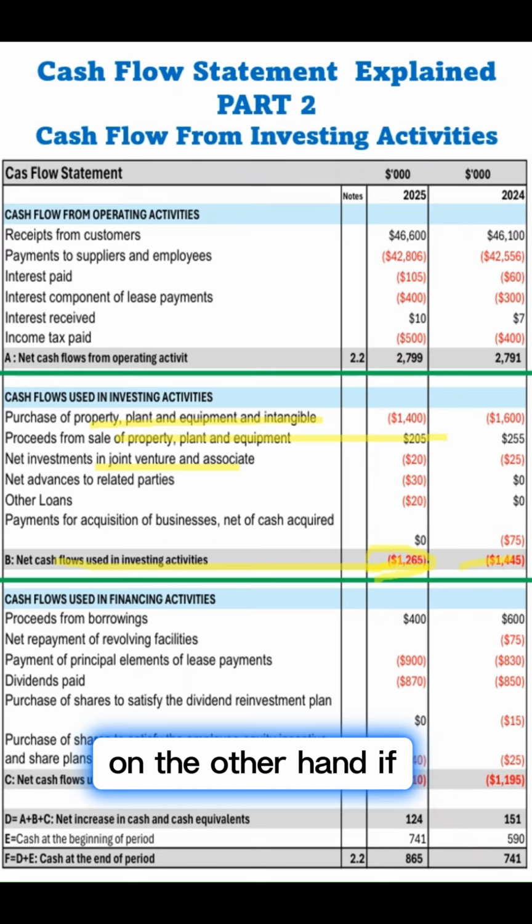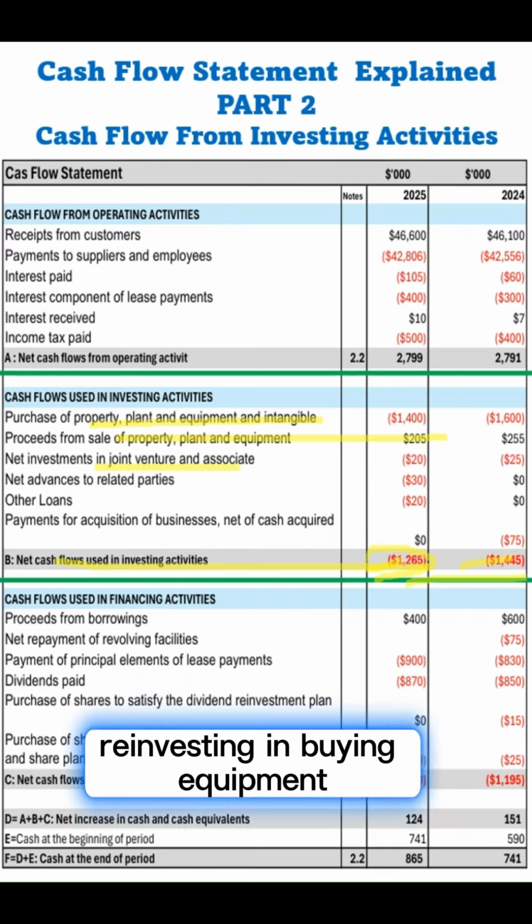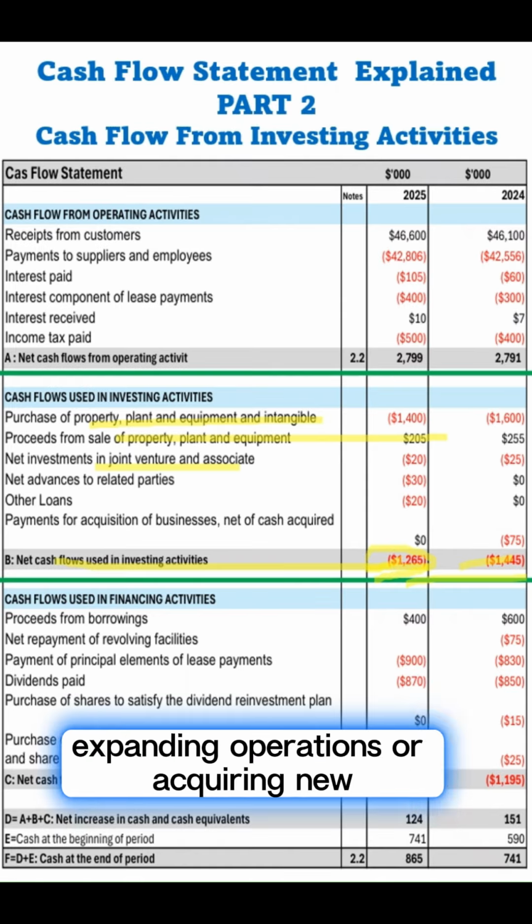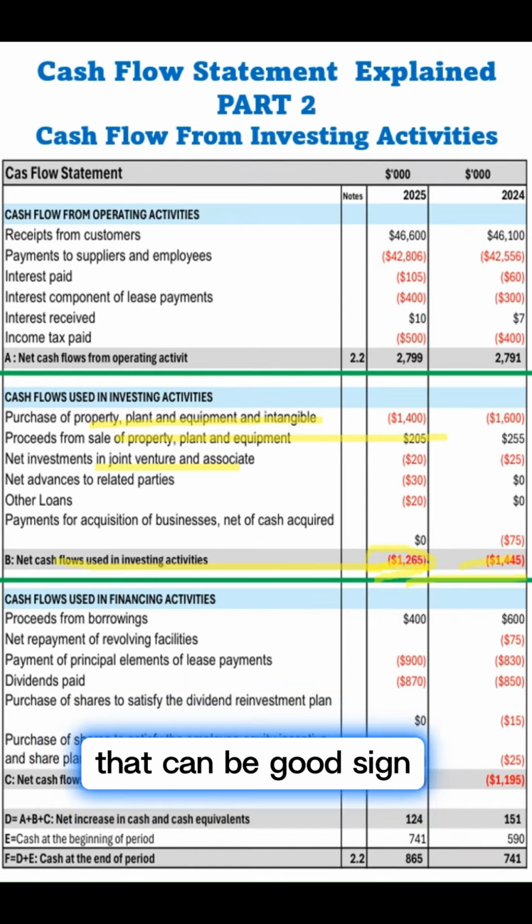On the other hand, if net cash flow from investing activities is negative, it often means the company is reinvesting in buying equipment, expanding operations, or acquiring new businesses. That can be a good sign of growth, but you need to check whether it's sustainable.